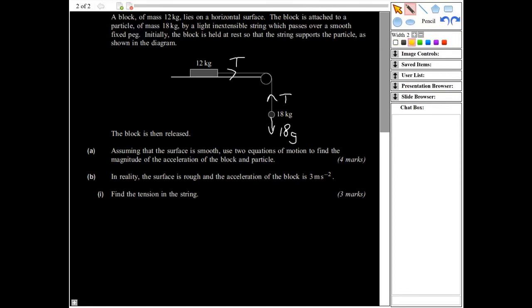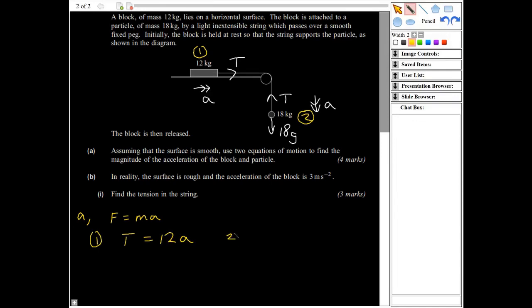So part A says, assuming the surface is smooth, use two equations of motion to find the magnitude of the acceleration of the block and particle. Okay, in much the same way as last time, we're going to have an acceleration that way, and an acceleration that way. So I'm going to have two situations, 1 and 2. I'm going to do part A. I'm going to say F is equal to ma. I'm going to do number 1 first. So I would just have T is equal to 12a. That's all there is to say about that one.